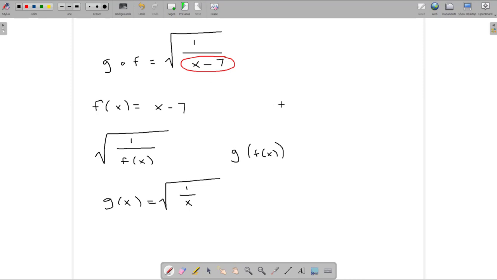I kind of went through that one quickly, but if you're not convinced, maybe try showing it yourself. Like calculate your g of f and see that it works. And yeah, just keep in mind that there is more than one correct answer to these types of problems.